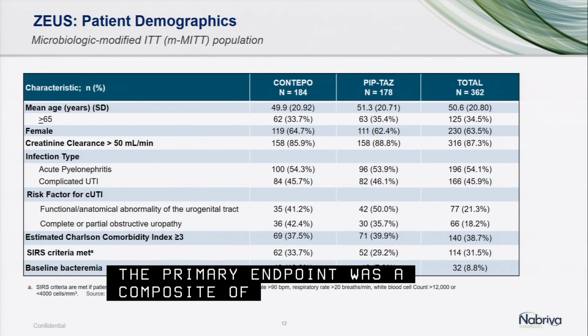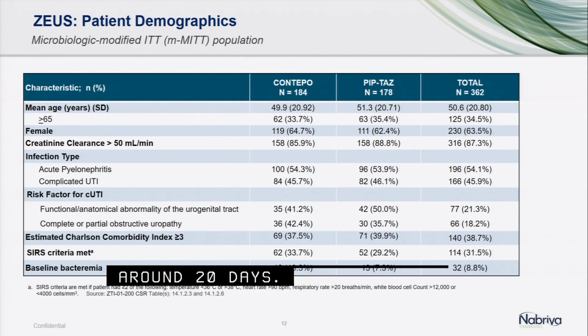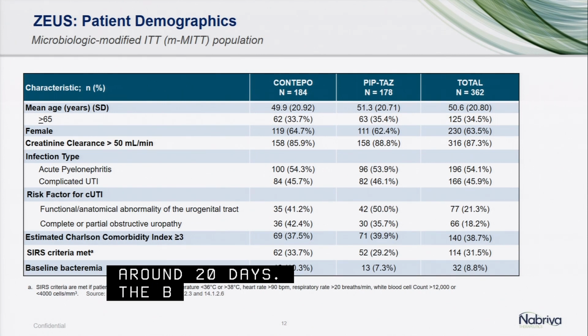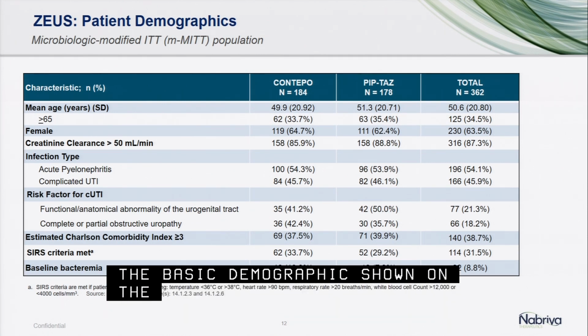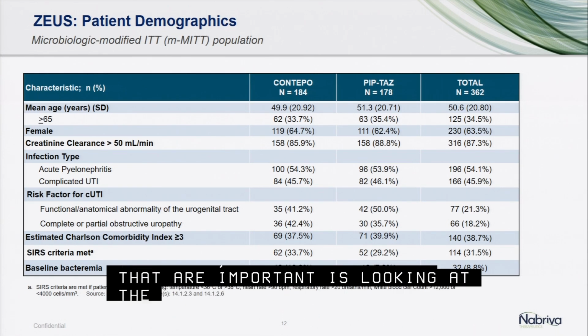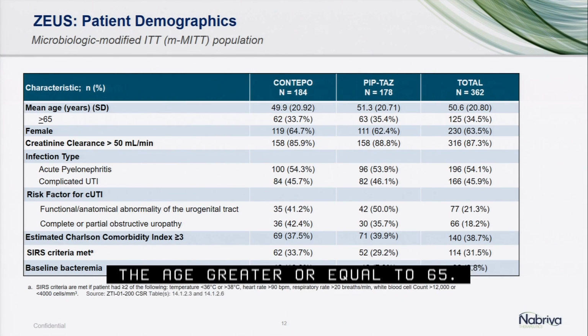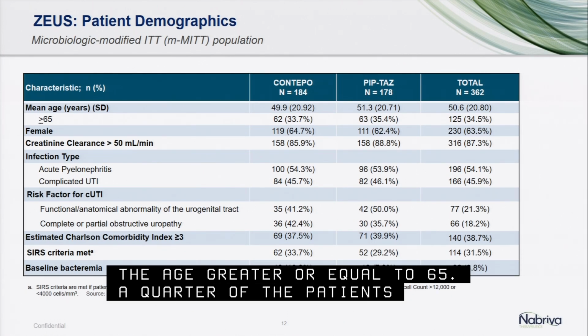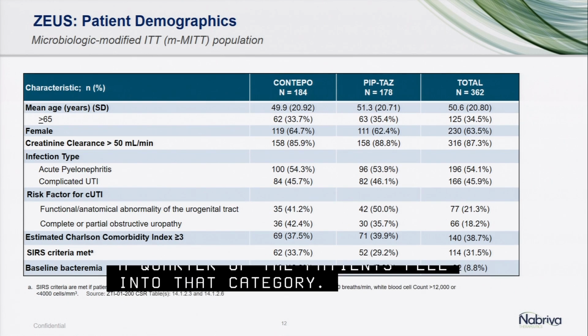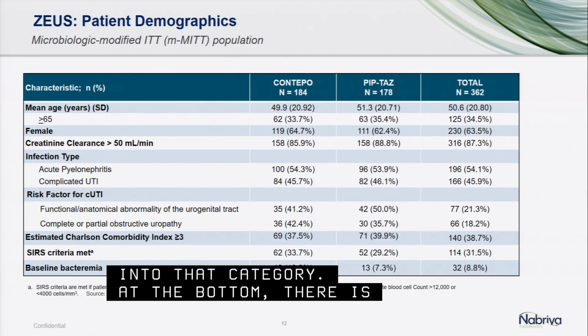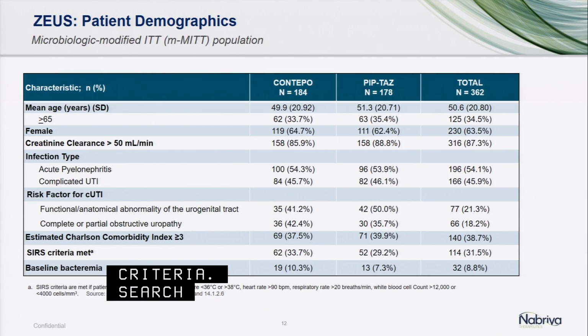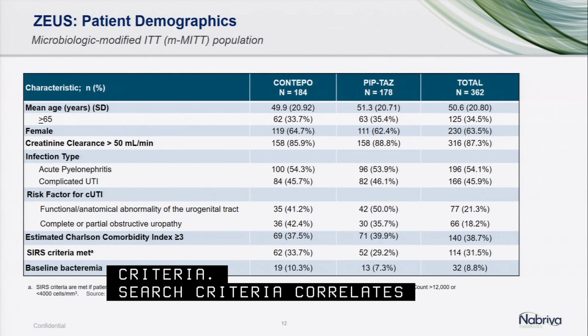The basic ZEUS patient demographics are shown in this table. Two data points that I think are most interesting for our group are, first, age greater than or equal to 65. About a third of patients fell into that age group in both arms. And then second from the bottom, you'll see SIRS criteria met, and about a third of patients in each arm met this too. SIRS stands for Systemic Inflammatory Response Syndrome, and really correlates well with severity of disease. So about a third of patients met this criteria.